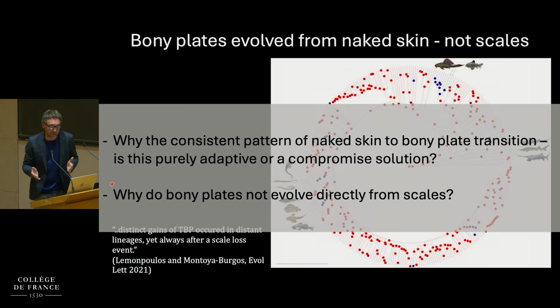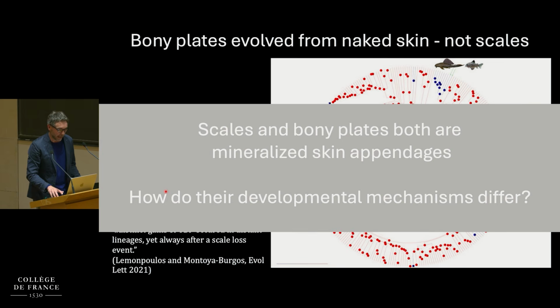Is this purely adaptive, or does it signify something else? Perhaps sort of a constraint compromise? And why do bony plates then not directly evolve from scales? Is this a developmental incompatibility? Is this impossible, or is something else going on? So what we did is we wanted to investigate this in a comparative approach, looking at scales in an ordinary fish, in comparison with how this is happening in a South American catfish. So a question to ask is, how do developmental mechanisms behind scales and bony plates, how much similarity is there, and where do they differ?